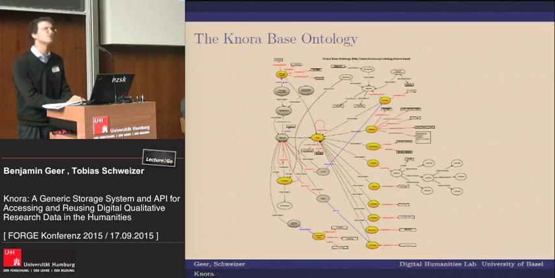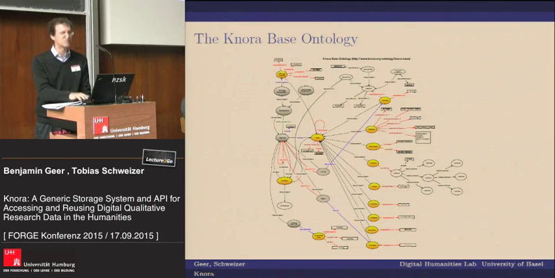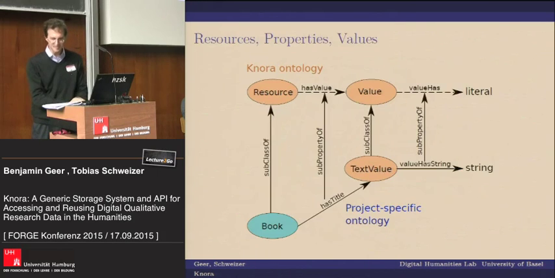This is a very confusing diagram, which you can't read, it's okay, of the Knora base ontology. So we won't have time to cover all the details, so I'm just going to introduce key concepts. The main abstractions used in Knora's ontologies are called resource, property, and value. And these are based on the core concepts of RDF. But Knora's ontologies give them more specific definitions to make them more useful for representing humanities data.